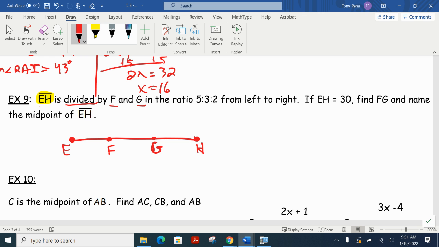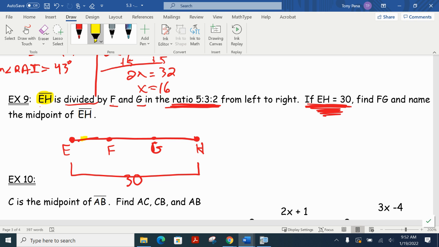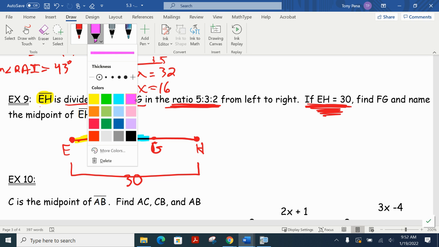We didn't necessarily know where to draw these in, except I am telling you now that it's going to be this ratio, 5 to 3 to 2, starting from left and ending at right. And what we know is that the full length from E to H, this whole thing, is 30. So it's similar to a little angle problem we did yesterday. I think Ella went through that with us. Notice how we now have one interval, two intervals, and then this third interval.